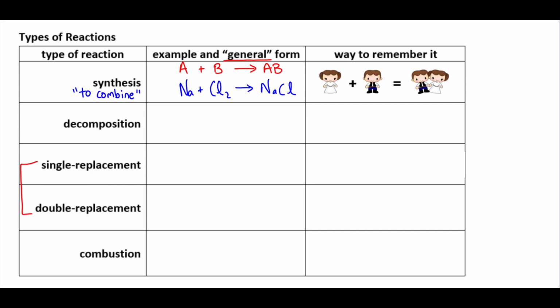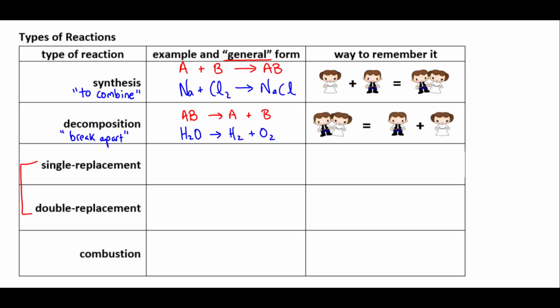The next kind is called decomposition, and that means to break apart into simpler substances. For an example, let's use water. It can break down and form hydrogen gas and oxygen gas. And again, that equation is not balanced. For the general form of the reaction, we're going to say that this is AB as a substance, and it breaks apart to form A plus B. Going back to the Star Wars example, if we have Han and Princess Leia, and then they break up, that's kind of like a decomposition reaction.